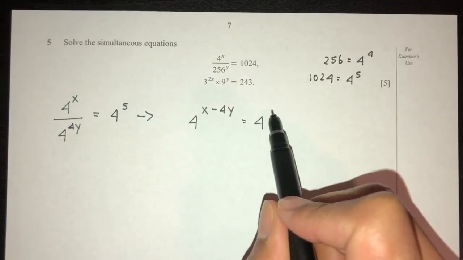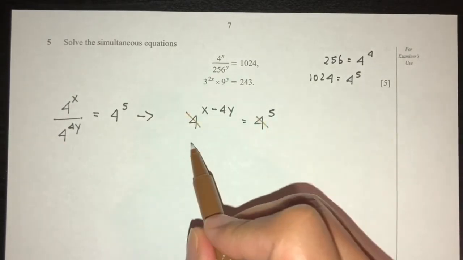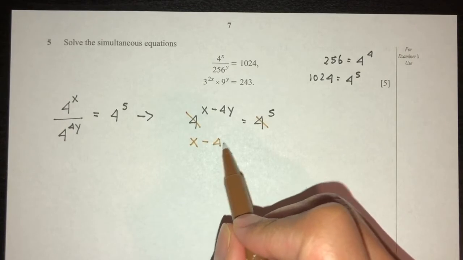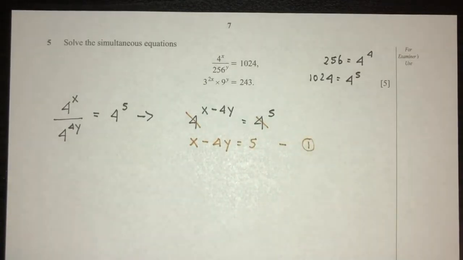Now we have 4 power 5. Since the bases are the same, we can just cancel out. You will have the first equation, which is x minus 4y equal to 5. That is your equation number 1. Same way, let's try to simplify this one.